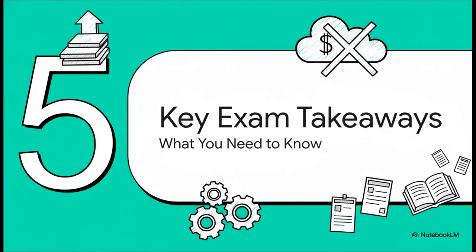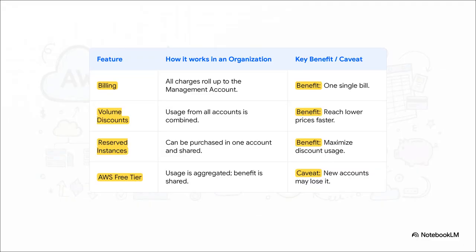Okay, deep breath. Let's pull all of this together into a quick cheat sheet for test day. These are the absolute non-negotiable points you have to know before you walk into that exam. Let's run through this one more time. Billing: all charges roll up to the management account. Easy. One bill. Volume discounts: your usage is combined, so you hit those cheaper prices way faster. Reserved instances: yep, you can share those across accounts to make sure you're getting every penny's worth. And finally, the big one, the AWS free tier. It's aggregated, it's shared, and the major caveat is that a brand new account can lose its free tier the second it joins an older organization.